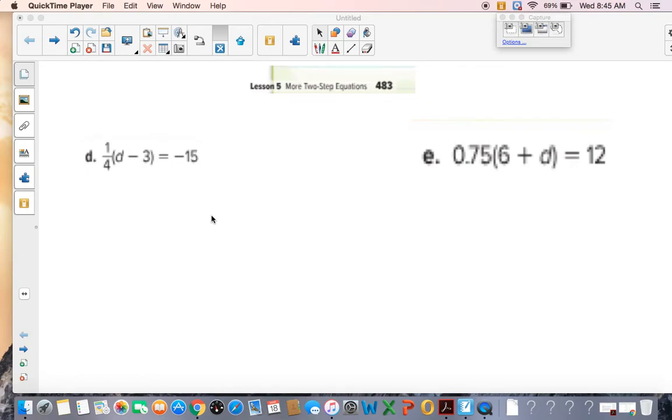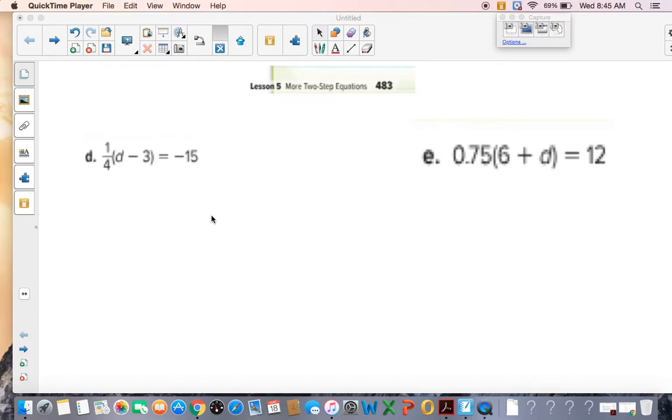I've received some emails about day two's assignment and finding it a little bit more difficult, specifically when it comes to the fraction or the decimal. So I have a couple up here that I want to walk through with you.